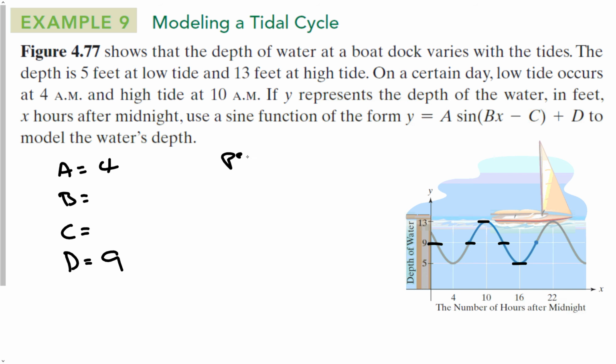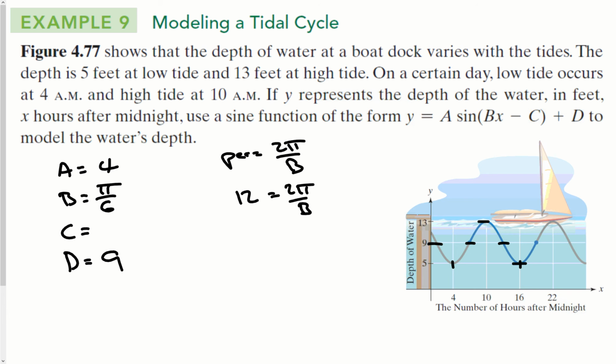So the period is equal to 2 pi over B. Well, let's look at a bottom to another bottom. 4, 16. So the period is 12. So that would be 2 pi over 12. So B is pi over 6.